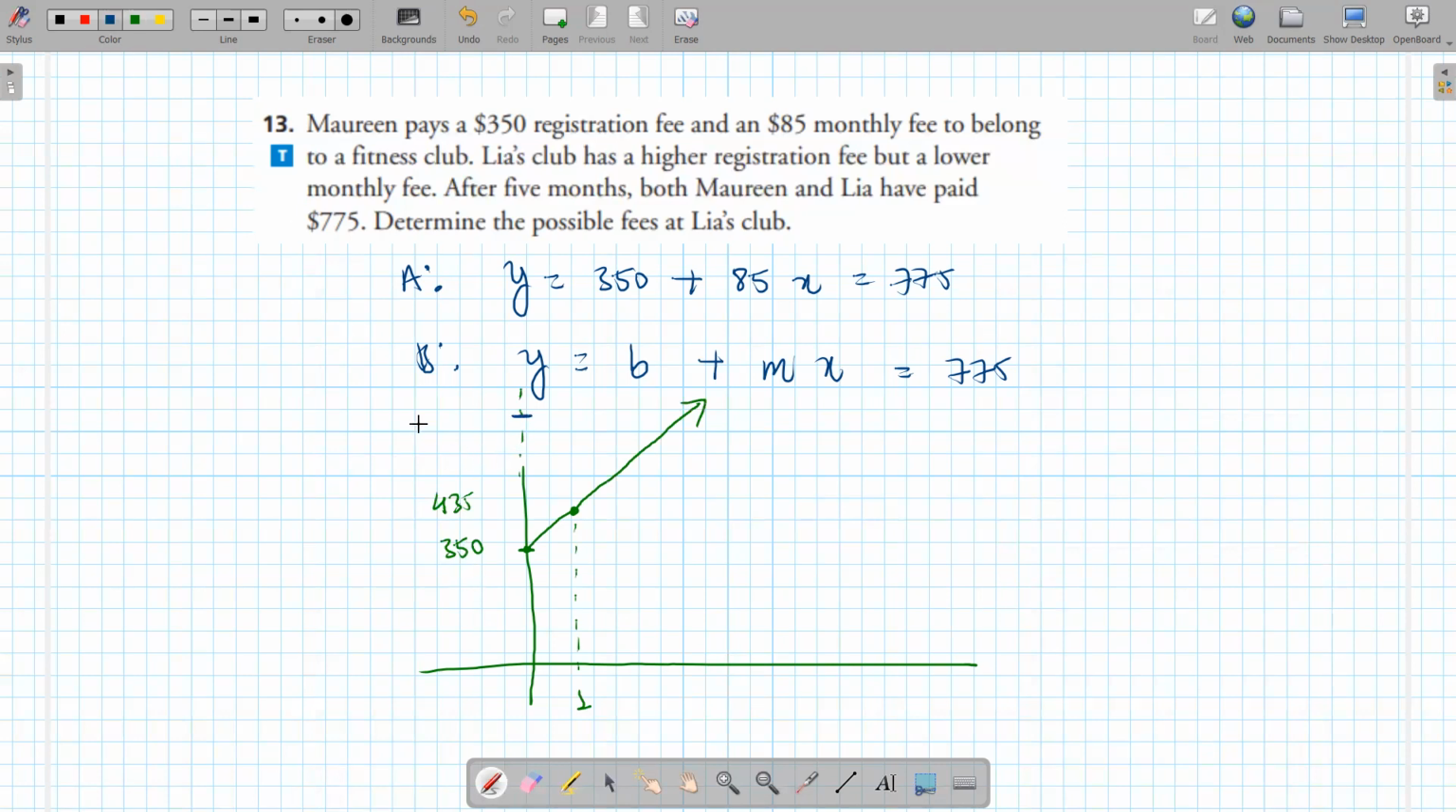Now look at this. We know there's another line. It's going to meet this line when the Y value, or the club fee, is 775. You see right there? So we know this one has a high registration fee. Let's say the registration fee is somewhere here. We don't know what that is, but it has a lower monthly fee. That means the slope is going to be less vertical. Smaller slope means it's going to be more horizontal. So it cannot be something like this that's steeper than the green line. It has to be something like this. See that?